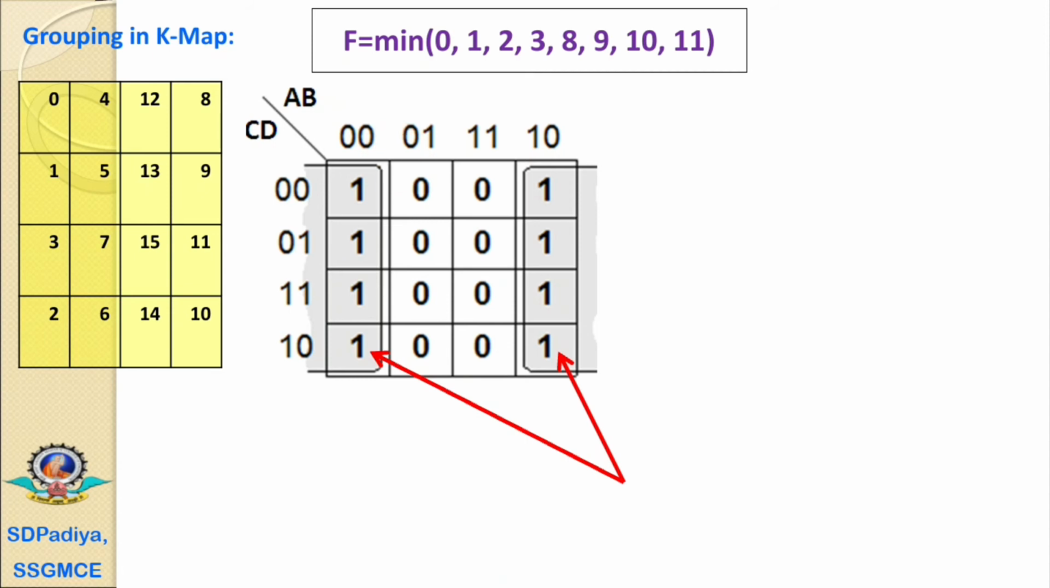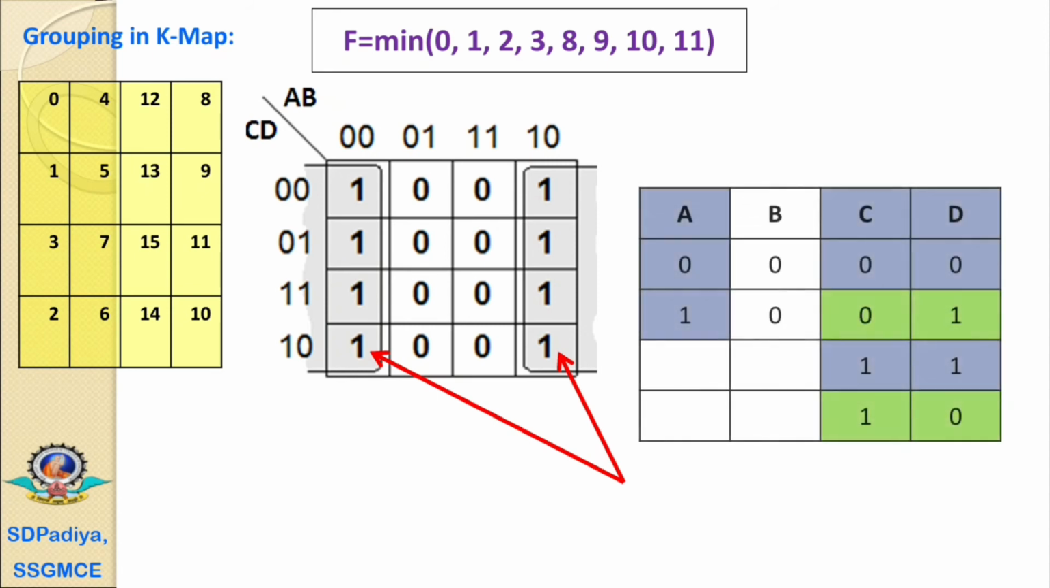Now we'll check as per our method. If we design this table, then the A for the first column is 0 and for the second is 1. The B for the first is 0 and for the second it is 0. For the CD it is 0 0, second is 0 1, third 1 1, and for the fourth 1 0.